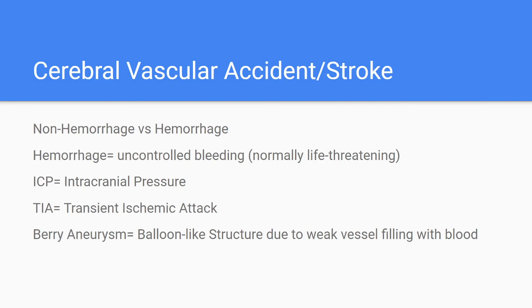Another thing is headaches. A headache is a phenomenal symptom because that will either tell you that you've got a stroke or you don't have a stroke at times.